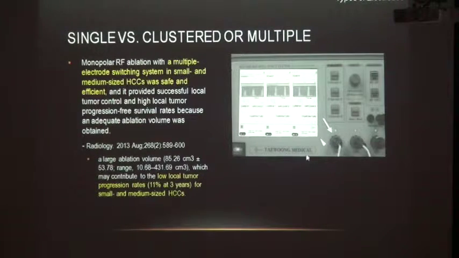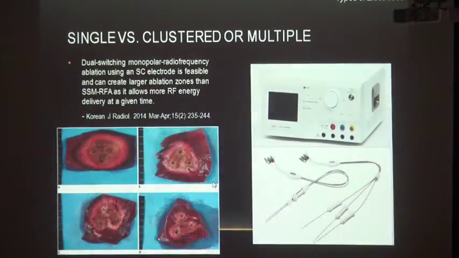This is another reported multiple electrode switching system from another company, and this report in small and medium-sized HCC was safe and efficient, and this generator makes a very large ablation zone. This large ablation zone may contribute to the low local tumor progression rate of about 11% at 3 years for small and medium-sized HCC.